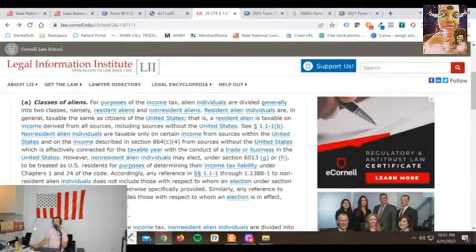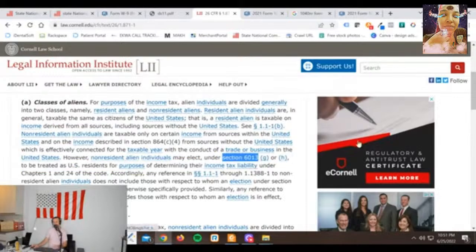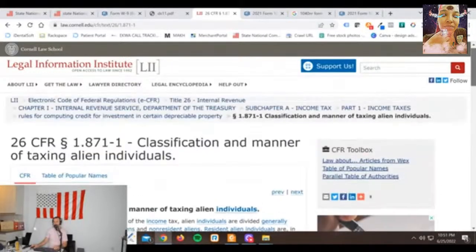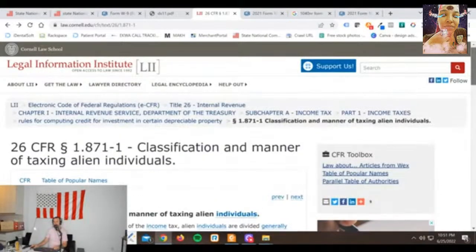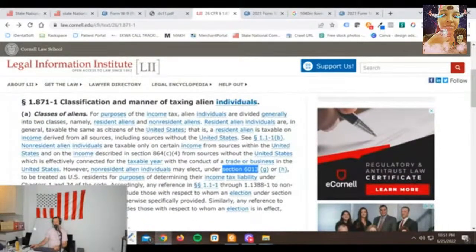Section 6013. I don't know if it's the CFR or if it's something else, but anyways, as per some section, you can elect. So when you turn 18 and you fill out a W-9 form and you sign it as a U.S. citizen, this is the part that they're operating off of.